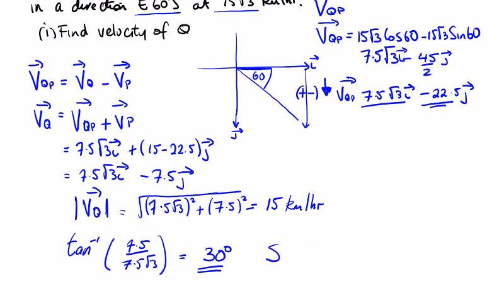It's going south of east, because P is this way, Q relative to P is this way, so this is south of east, going down in that way.